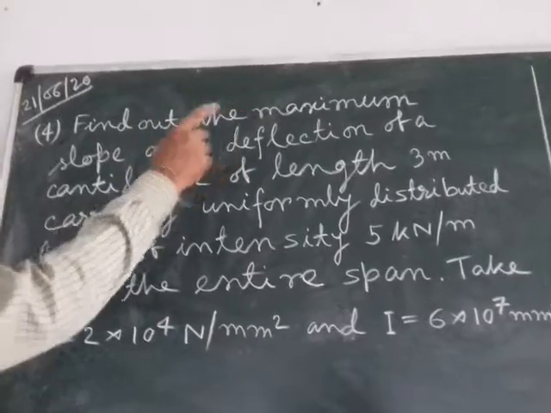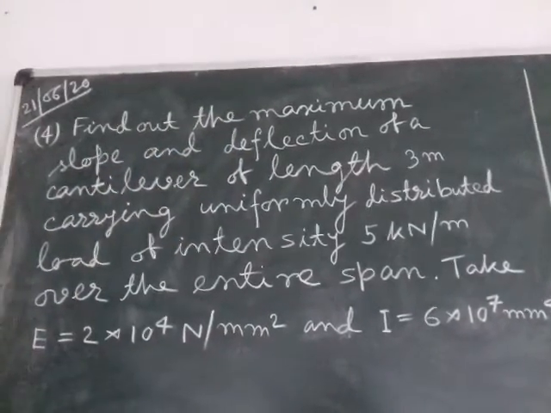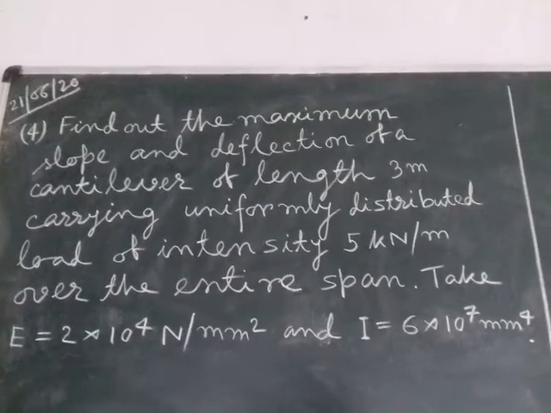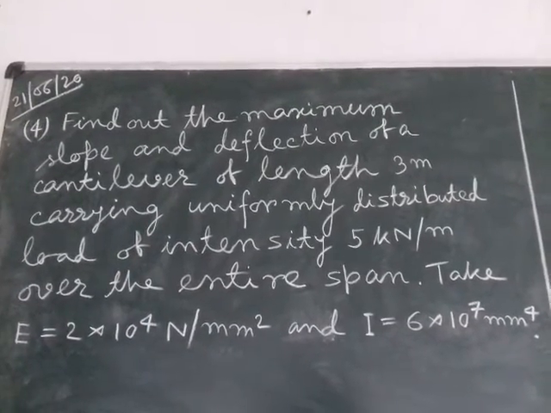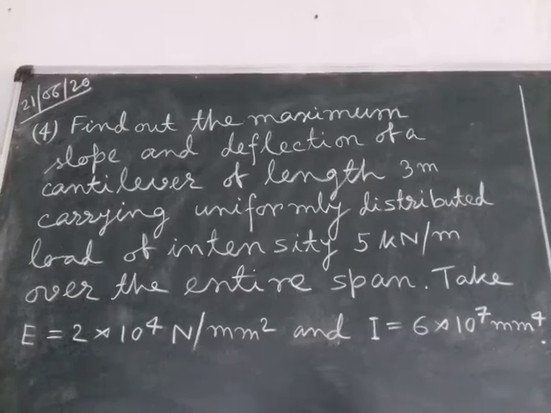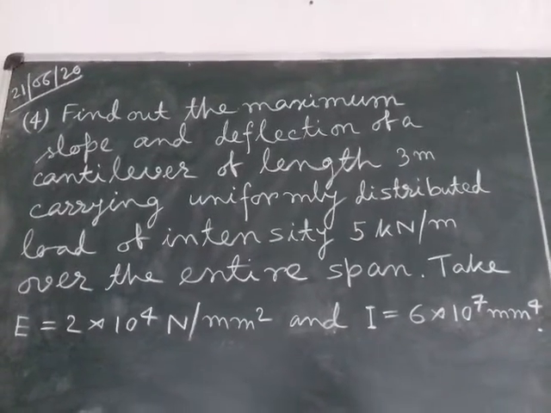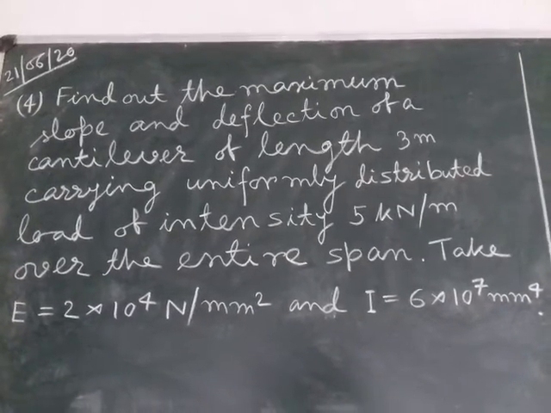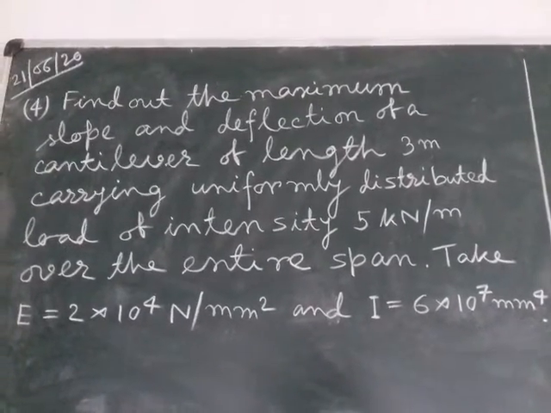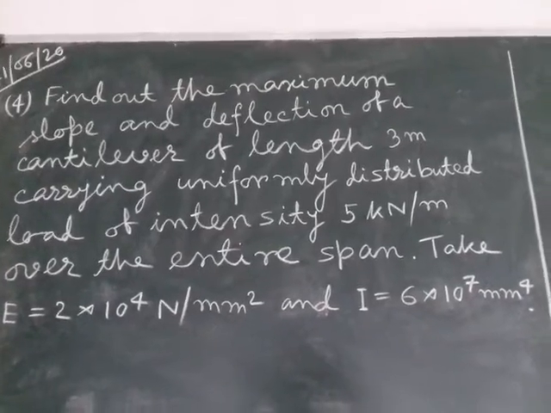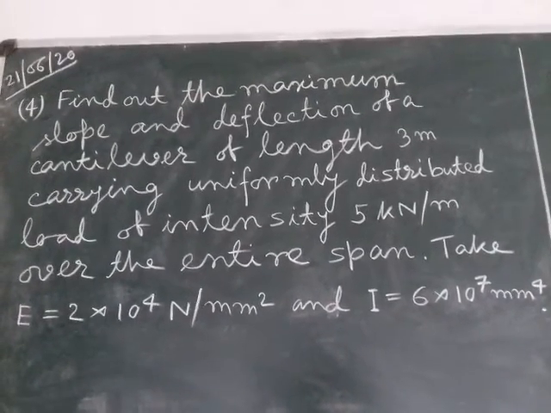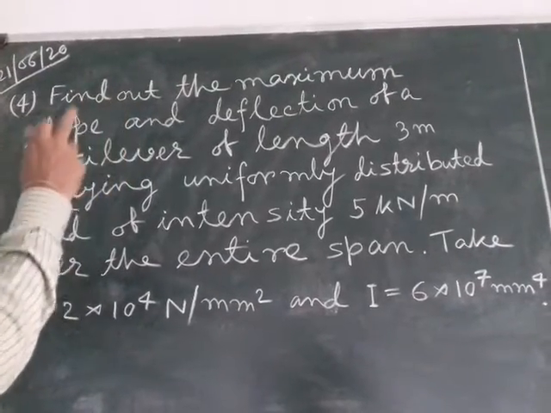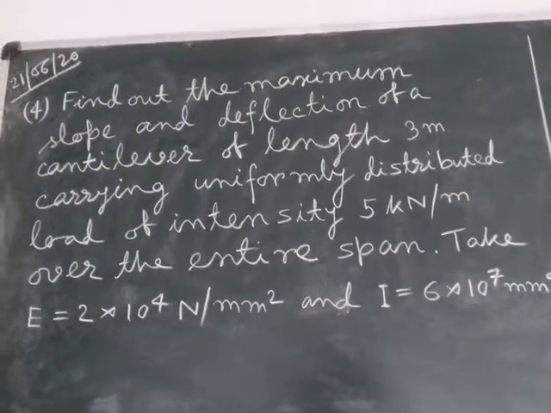Find out the maximum slope and deflection of a cantilever of length 3 meter carrying a uniformly distributed load of intensity 5 kN per meter, that is 5 kilonewton per meter over the entire span. Take E equal to 2 into 10 to the 4 Newton per millimeter square and I equal to 6 into 10 to the 7 millimeter to the 4. So this is the problem. We have to find out the maximum slope and deflection of a cantilever beam.